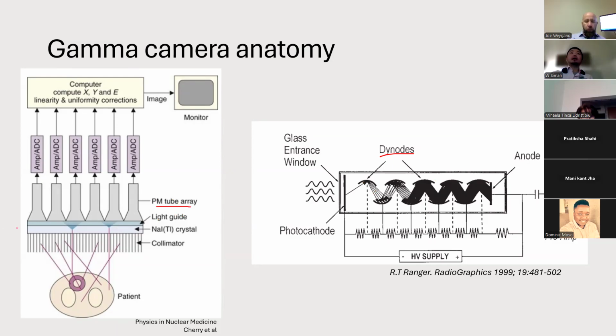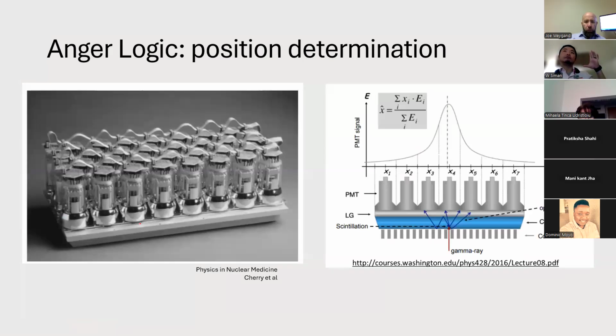I forgot to mention that the gamma camera has a monolithic crystal. It's one giant piece of crystal, and behind it is the array of photomultipliers. This is what it looks like from behind, and in front of it is a giant gamma scintillator.